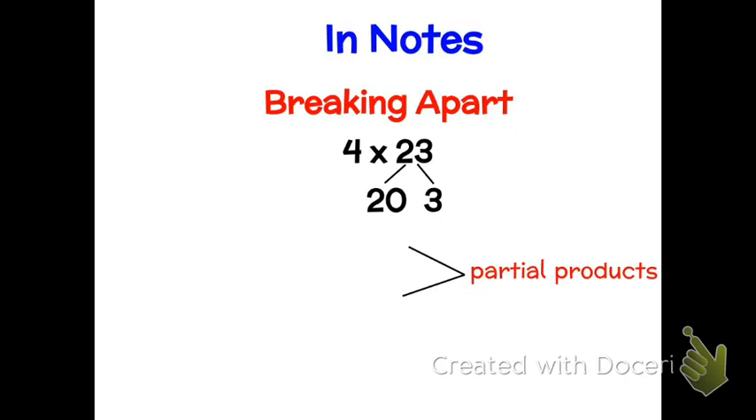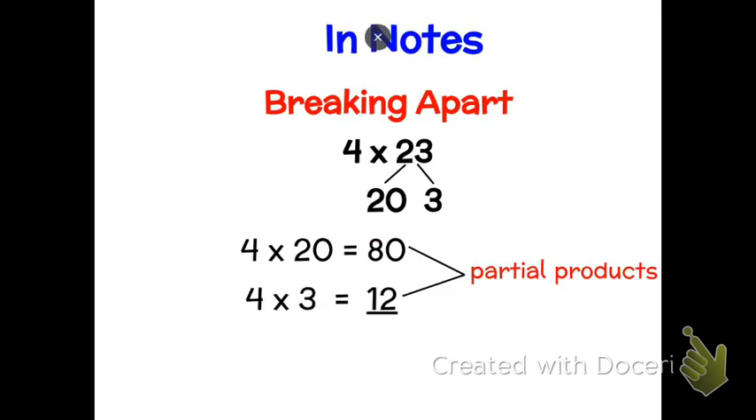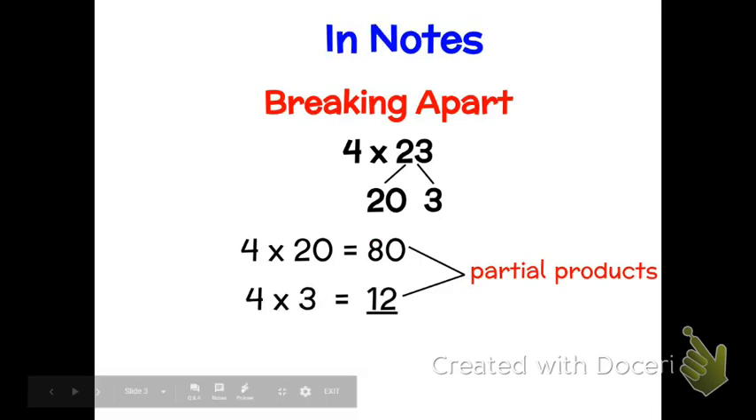We separate our larger number, so 23, into each one of the place values, just like we would if we were writing our number in expanded form. So because I have a 2 in the tens place, I separate it out as a 20, and the 3 in the ones just as a 3. We refer to the answers I get when I do my multiplication as the partial products.